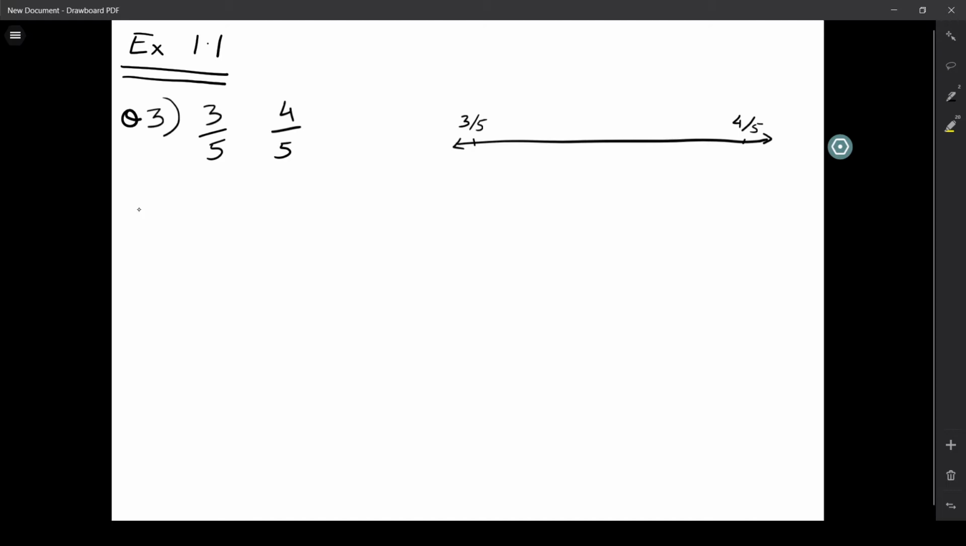Let's use the midpoint way of getting these 5 numbers. So like we did in the earlier question, to get the midpoint between 3 by 5 and 4 by 5, we add these numbers and divide it by 2.